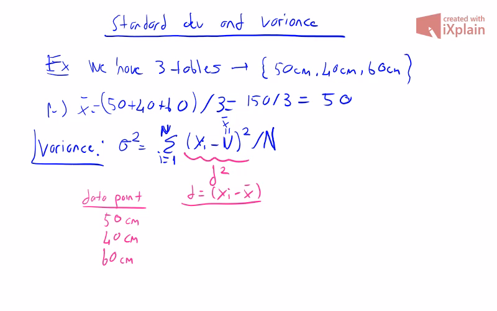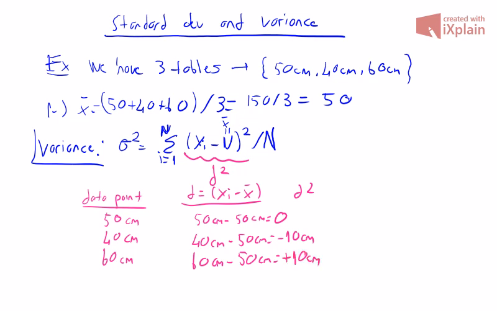If you want to calculate d, this is going to be 50 centimeters minus 50 centimeters, and it will be equal to 0. And this is going to be 40 centimeters minus 50 centimeters, which is equal to minus 10 centimeters. And the last one is 60 centimeters minus 50 centimeters, and the answer is going to be positive 10 centimeters. Okay, so we know what d is.